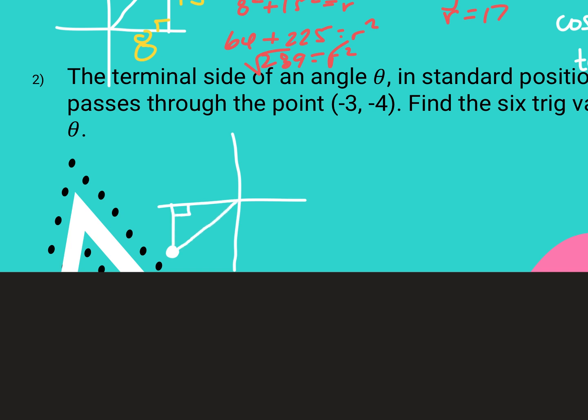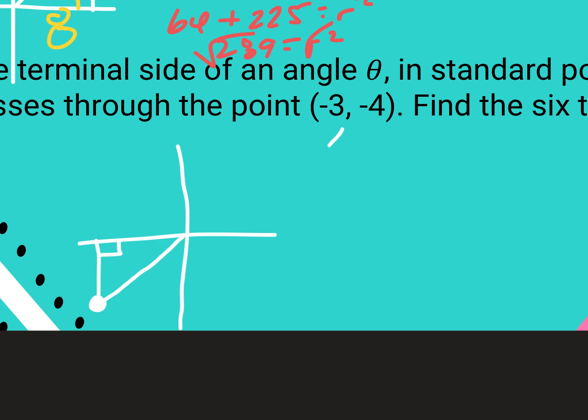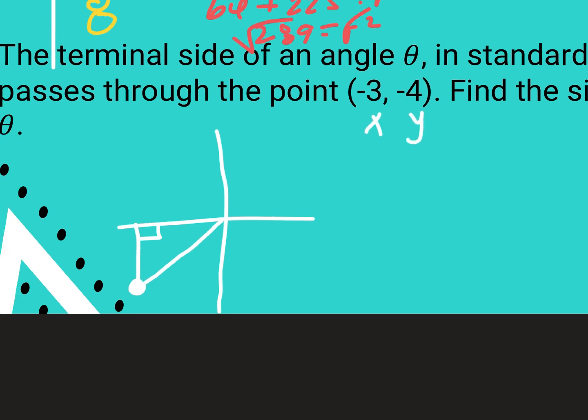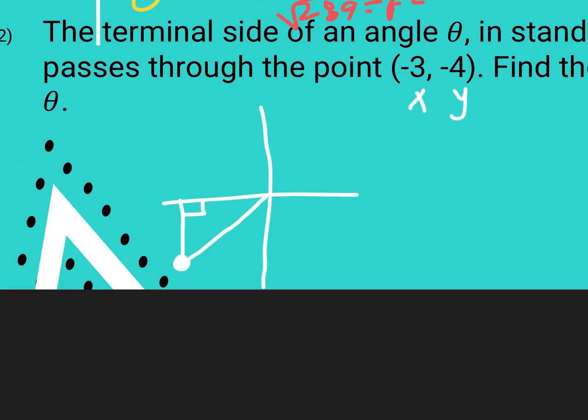Your right triangle will always be formed at the axis. So my x value is -3, my y value is -4. So put that on your triangle. Which one's the x, left or right or up and down? Left and right, so this is -3. What's my y right here? Up and down. So I'm going to find r.